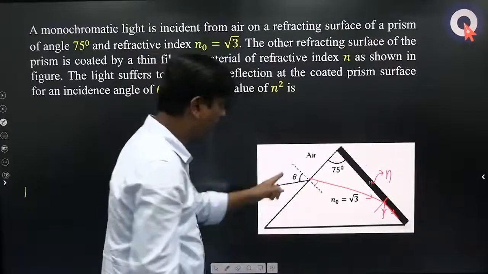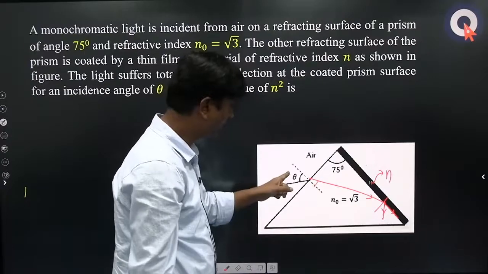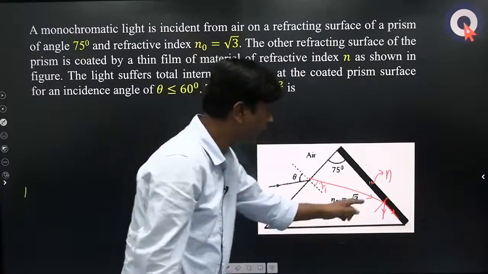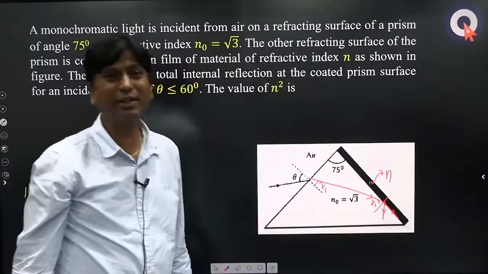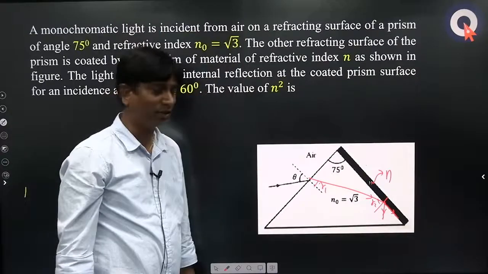As theta decreases, R1 also decreases. R1 decreases, R2 will increase. R2 will increase, compulsorily it will have a total internal reflection. Right? It all depends on this value of theta, correct or not?